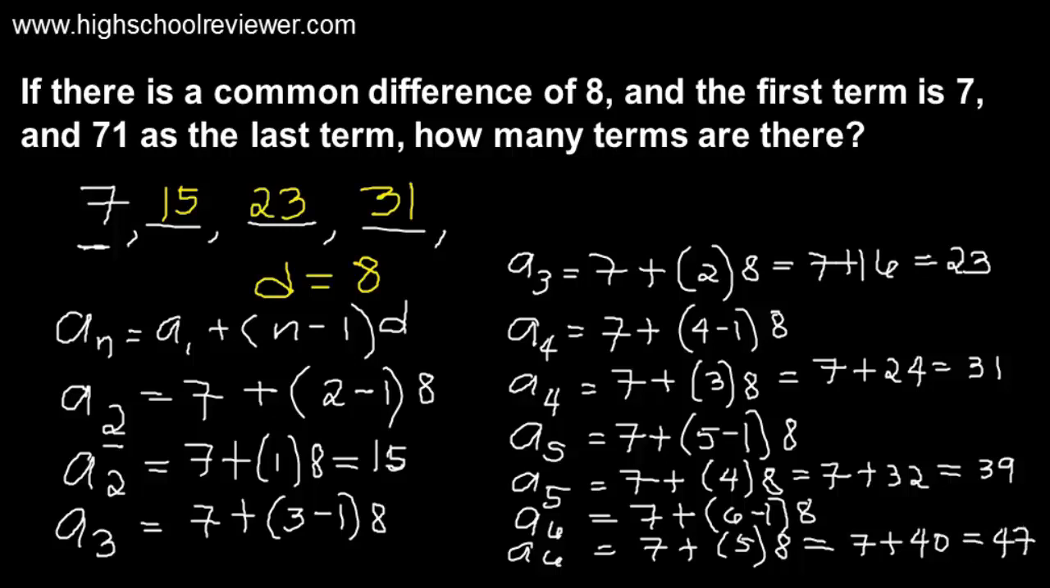Okay, so let's write it here again. We will have here the 5th term, the 6th term, the 7th term, and maybe the 8th term. Our a sub 5 is positive 39. Our a sub 6 is positive 47. So let us now find a sub 7.